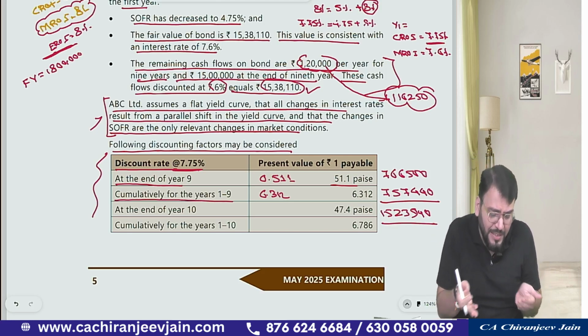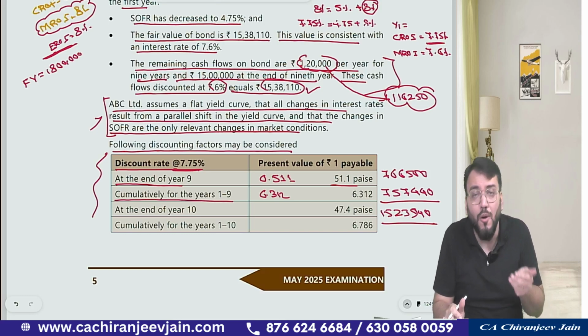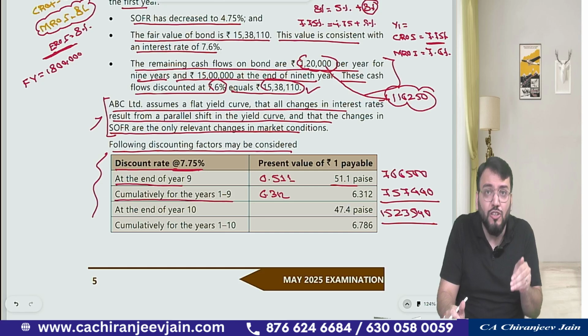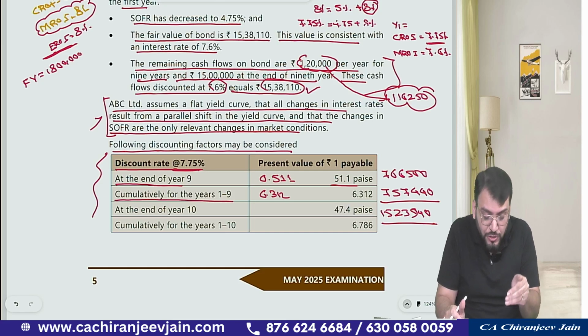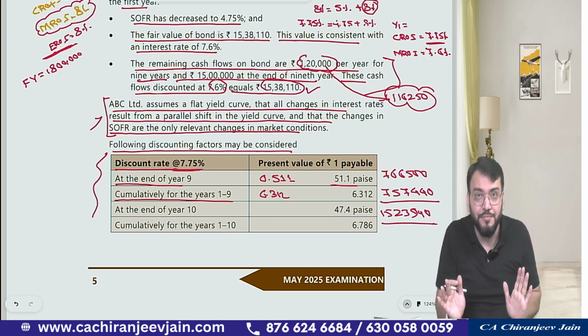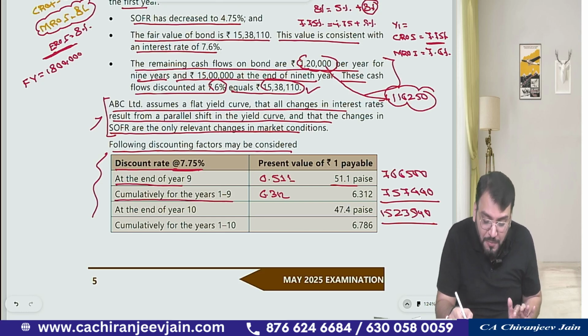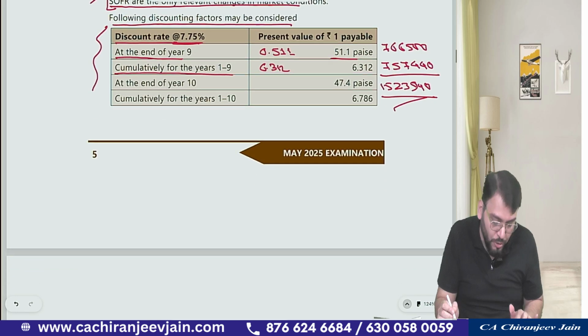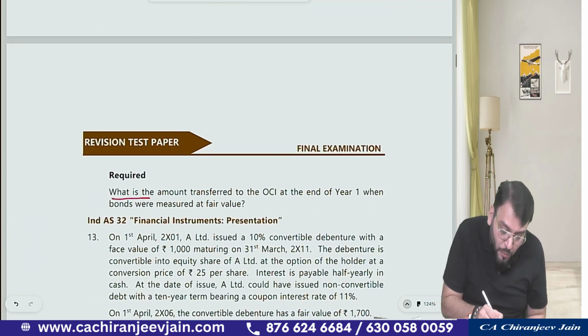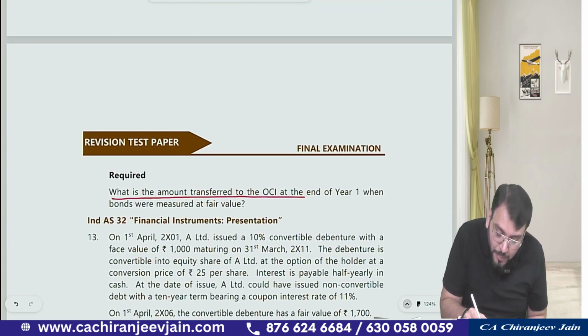So can I say we can calculate the present value of contractual cash outflow based on the rate of interest which is derived from SOFR? Correct? So at 7.75% the present value is coming to this. Okay, what they have asked: what is the amount transferred to OCI at the end of year 1 when the bonds are measured at fair value?